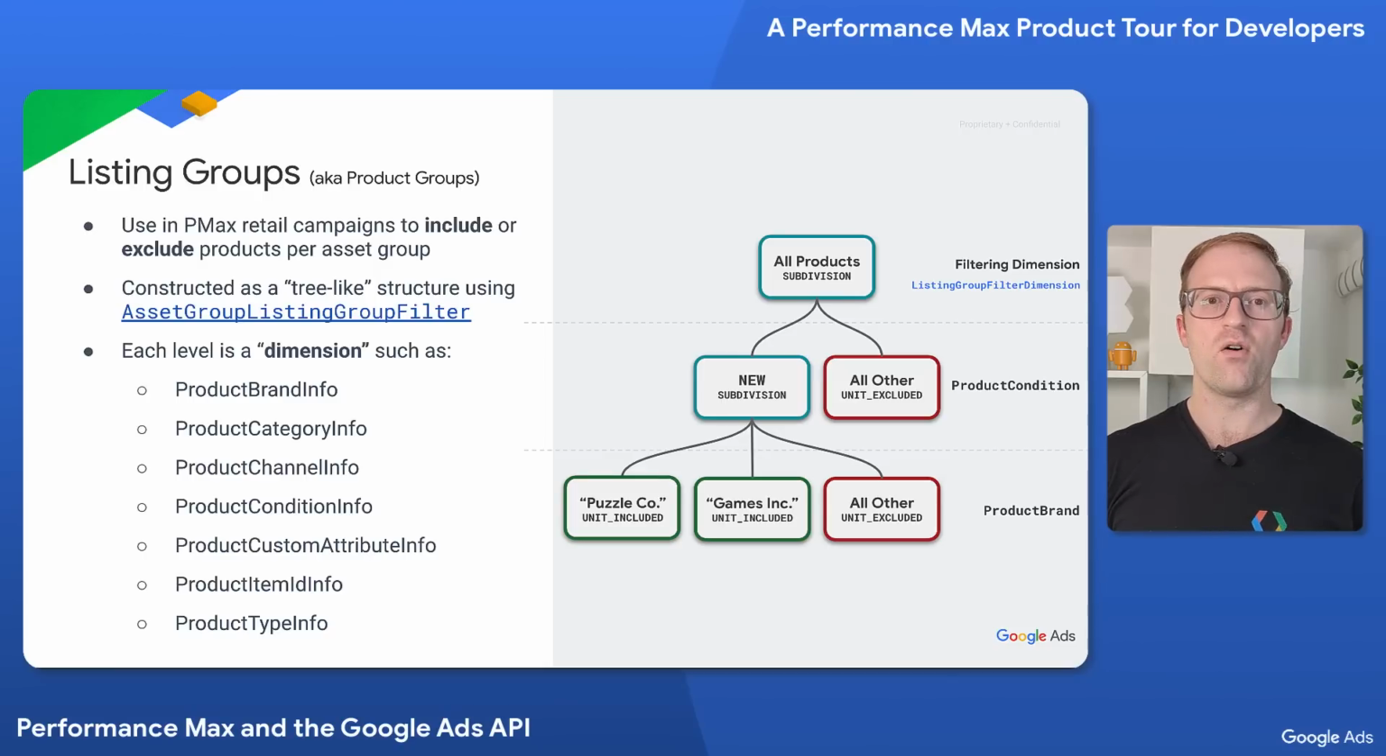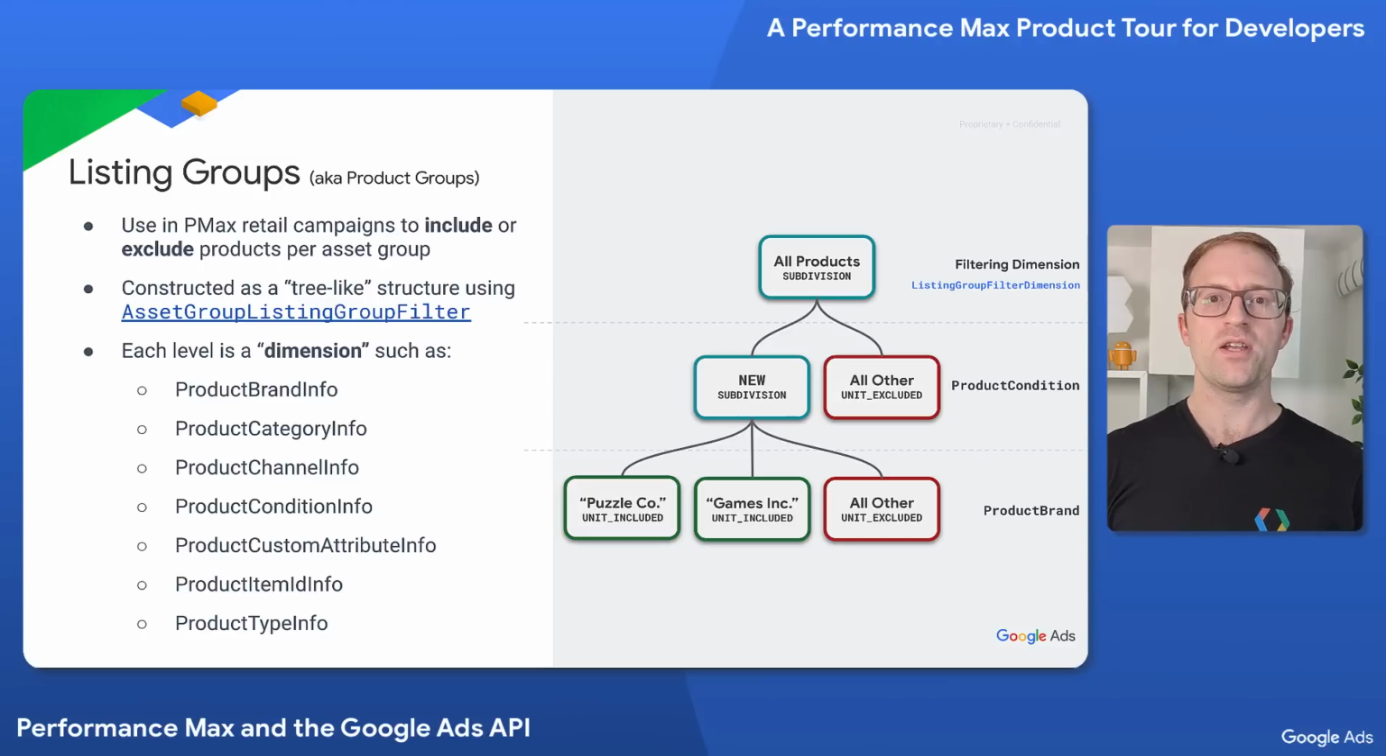If you want to drive online and local sales of your product from a Merchant Center account, then you will need to understand how listing group filters allow you to select which groups of products to advertise. You can think of this as a tree-like data structure where each node represents a property of the products that you would like to include or exclude.